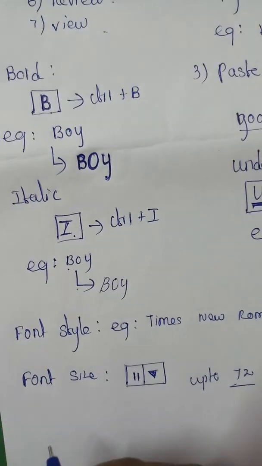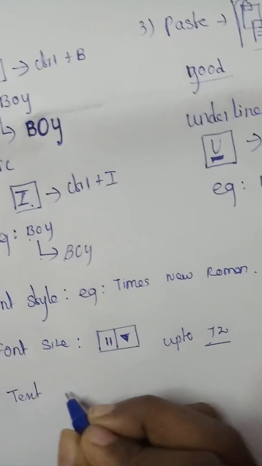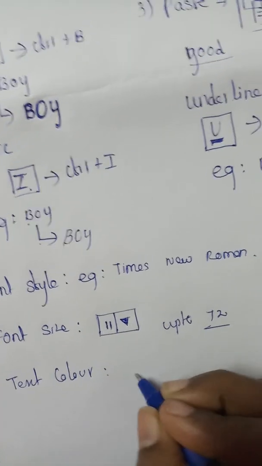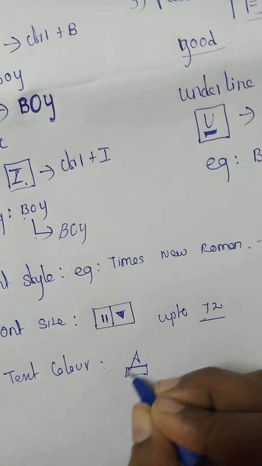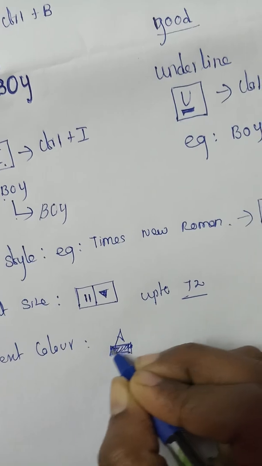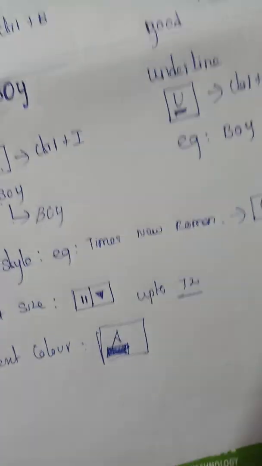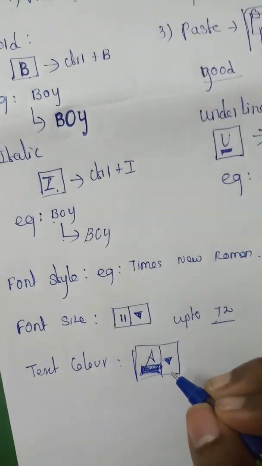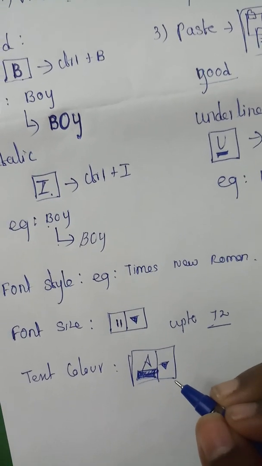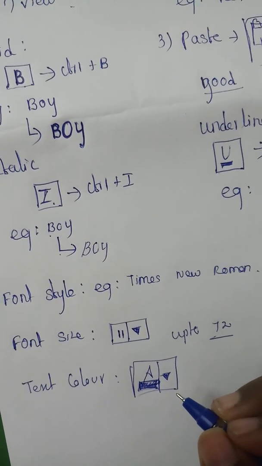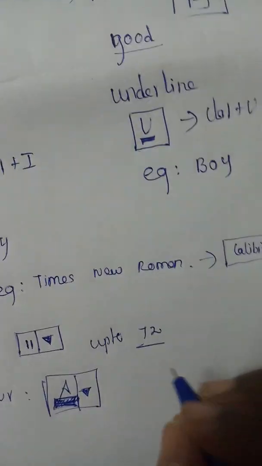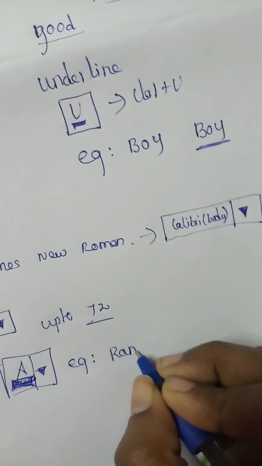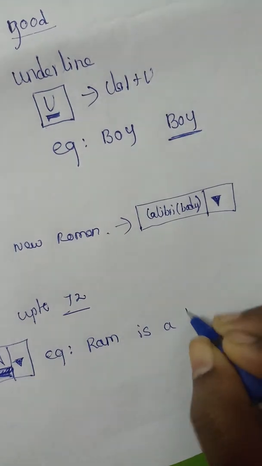Okay, and then the next one is text color. So this is the icon for text color. When you click this arrow mark, then you can see different types of colors that you can apply. When you choose any of the colors, then apply it to your text. For example, here I am selecting Ram is a boy.